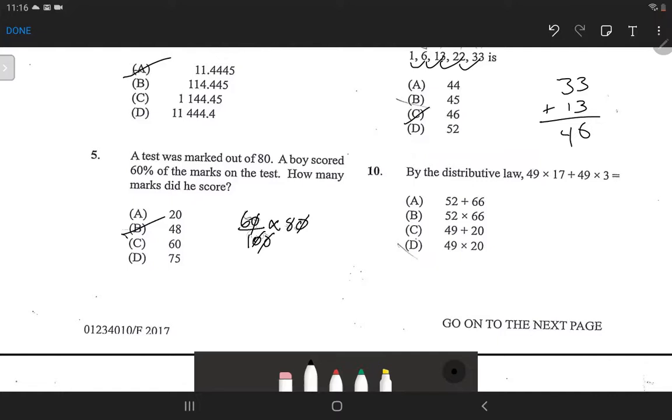By the distributive law, 49 multiplied by 17 plus 49 multiplied by 3, you could factor out the 49 and get 17 plus 3, which is equal to 49 multiplied by 20.